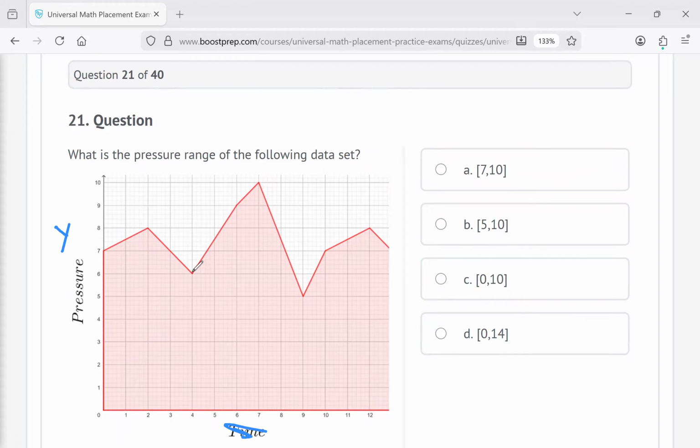So look at the graph. What is my smallest y value? It looks like it's at this point. That is at 5. So let's say we bracket 5. And then what is our largest y value? The highest point would be right here, and that y value is at 10. Okay, so it looks like it's going to be letter B.